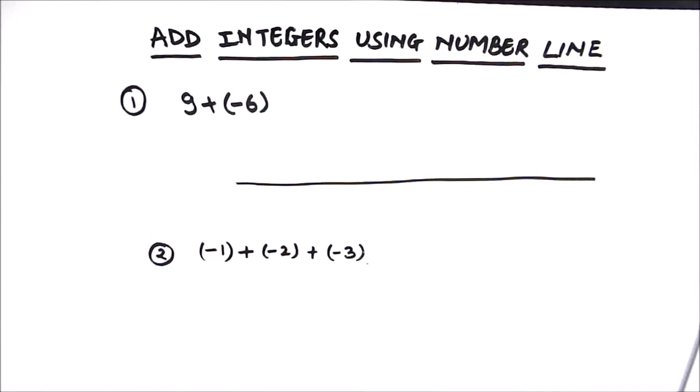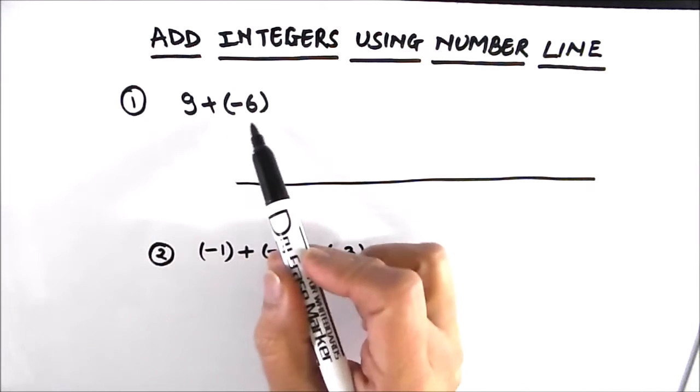Hello students, in this video we are going to learn how to add integers using a number line. We will be solving two examples in the video. So let's start with the first one. The first example is 9 plus negative 6.